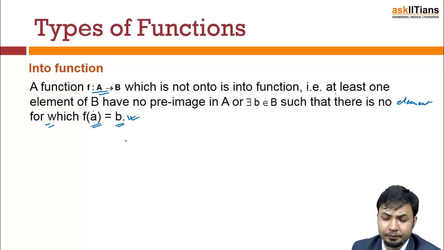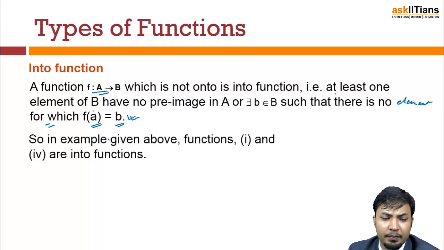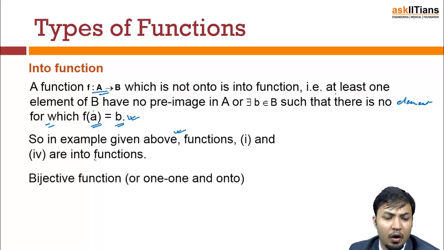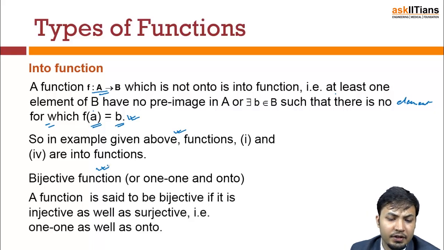Alright, now let's have a look at an example. In the previous examples, functions 1 and 4 are into functions. How? Bijective functions are one-one and onto. Basically, if they are not onto functions, it becomes an into function. A function is said to be bijective if it is injective as well as surjective. It is an important point: if it is one-one and onto, then obviously it becomes a bijective function.